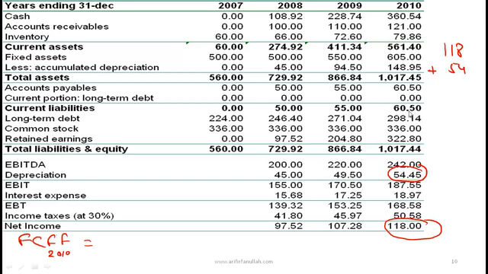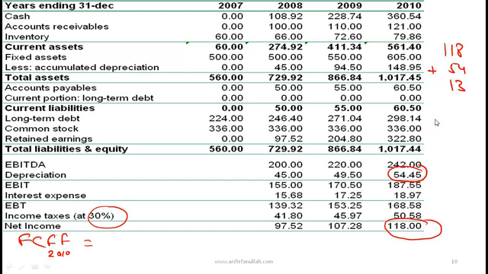Then what do you add? Then you add the after-tax interest. So where is the interest? The interest is 18, but you do it on an after-tax basis. So when you do interest on an after-tax basis, you are given the tax rate. So 18 times 0.7, which is 13. So that's the adding back of interest.